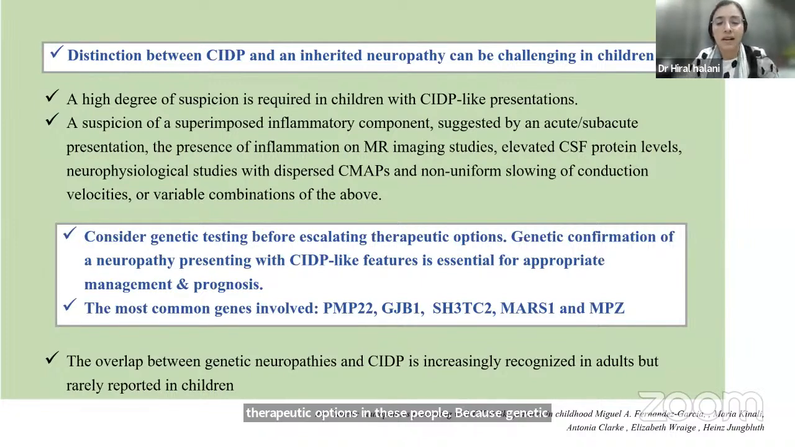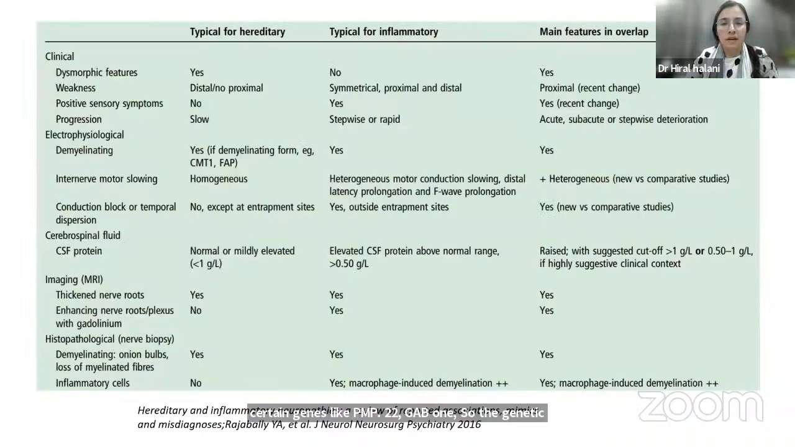genetic confirmation for neuropathy presenting with CIDP-like features is essential for prognostic and treatment implications. These acquired CIDP-like features are reported in certain genes like PMP22, GJB1, MPZ. So the genetic causes should be kept in mind. And this is how we differentiate acquired and hereditary CIDPs. And always there is a degree of overlap between these two.